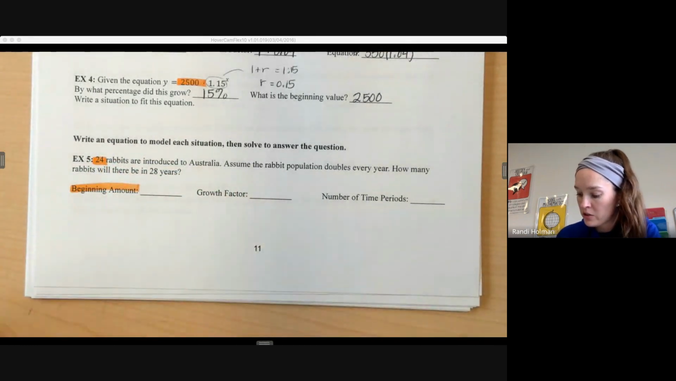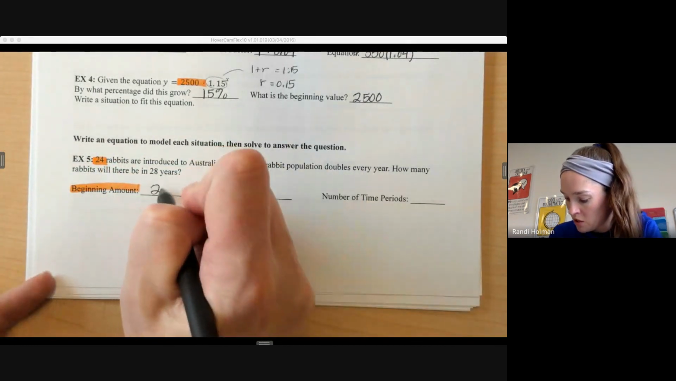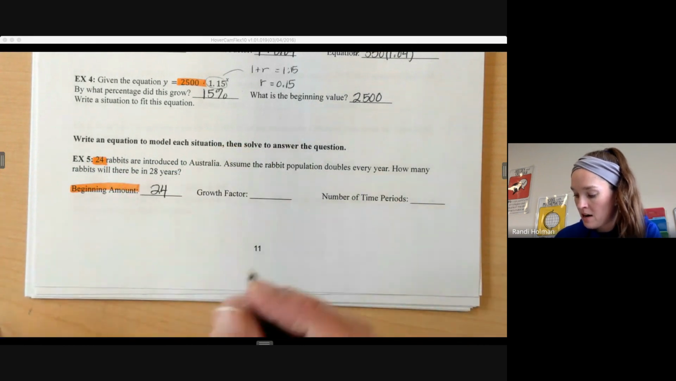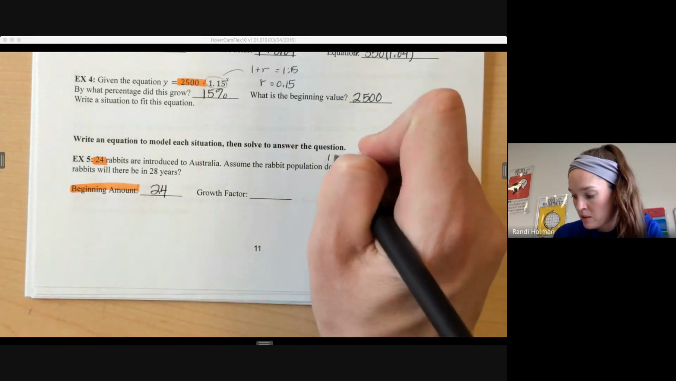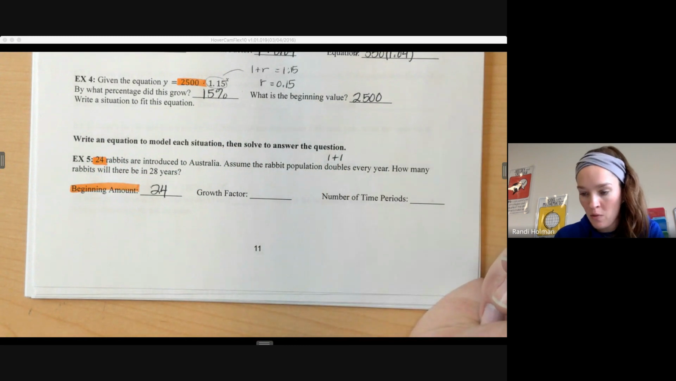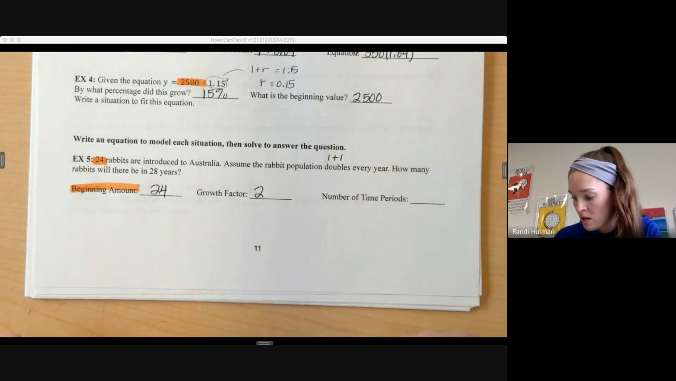Rabbits are introduced to Australia. Assume the rabbit population doubles every year. So again, we keep all of the rabbits we started with and we get 100% more. Our growth factor is 2. How many rabbits will there be in 28 years?